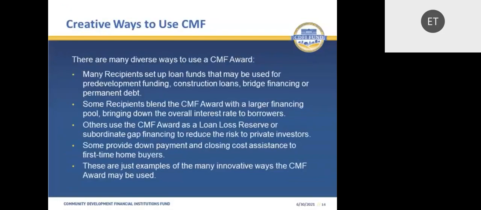Now let's turn to reviewing just a few ways that you can use the CMF award. Many recipients set up loan funds that can be used for pre-development funding, construction loans, bridge financing, or permanent debt. Some recipients blend the CMF award with a larger financing pool, bringing down the overall interest rate to borrowers. Others use the CMF award as a loan loss reserve or subordinate gap financing to reduce the risk to private investors. Some provide down payment and closing cost assistance to first-time homebuyers. These are just a few examples of the many innovative ways the CMF award may be used.